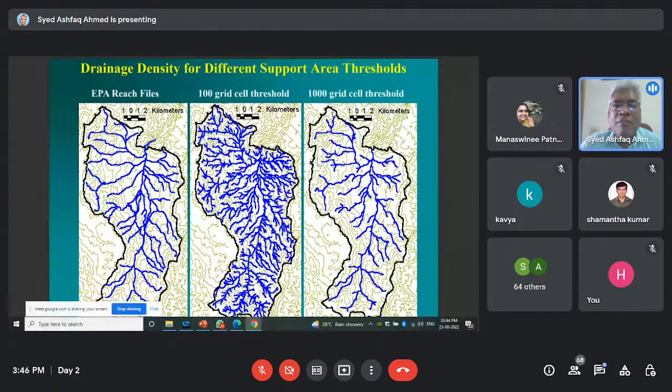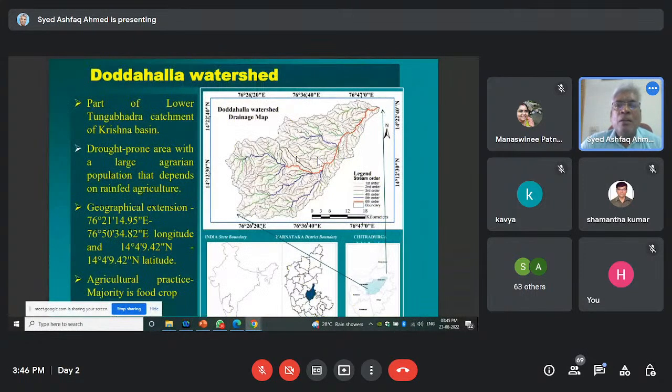If you want to study at the micro level, you can give up to 75 also, the grid cell threshold, so that you can analyze it properly. And if you want to work on a large scale river basin, a very huge river basin, you can use the 1000 grid threshold so that you can get the appropriate drainage pattern.